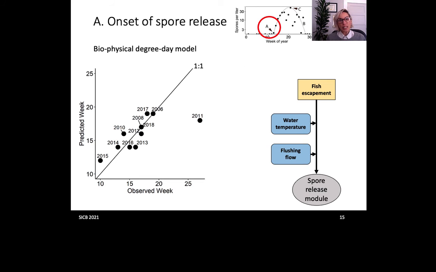So our results predicting the week of the onset of C. shasta is on the y-axis compared to the observed week on the x-axis, and they're labeled by year. 2011 over here was a year in which the spore densities remained near zero the entire season, or a very low disease risk. In general, the biophysical degree day model closely matched observations of initial spore detection from our monitoring data.